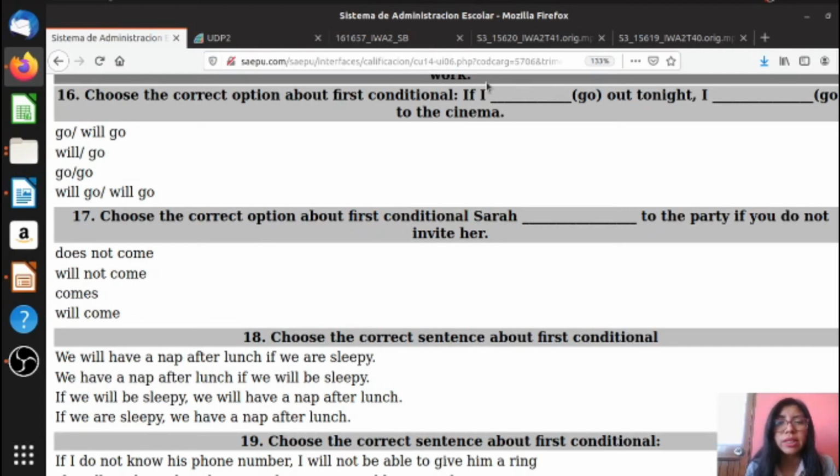Okay, so in this case, when you have if, you are going to use the verb in present. Okay, so I can use that, go. And the next part, you are going to use will and the verb in the base form. So if I go out tonight, I will go to the cinema. That is the answer, the first. Okay, that is the answer.